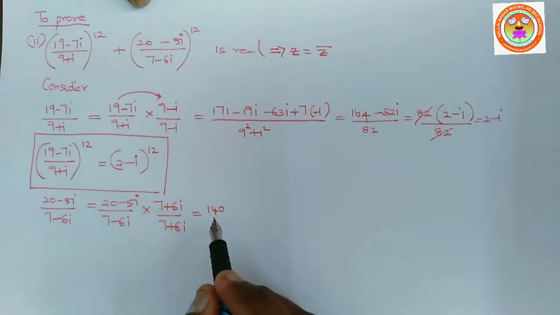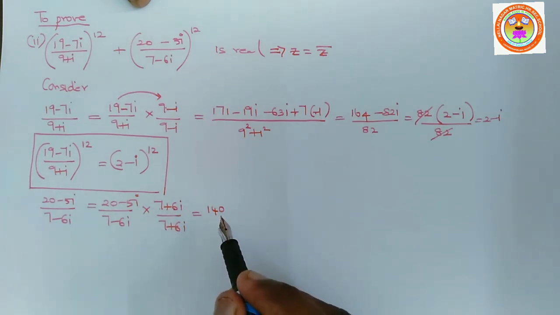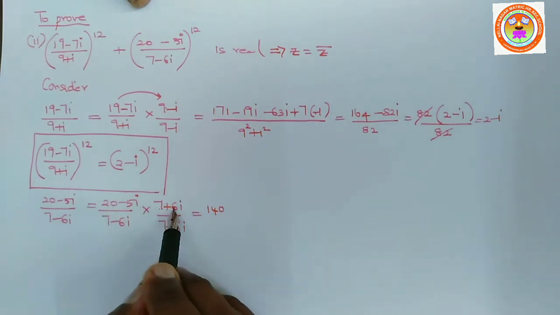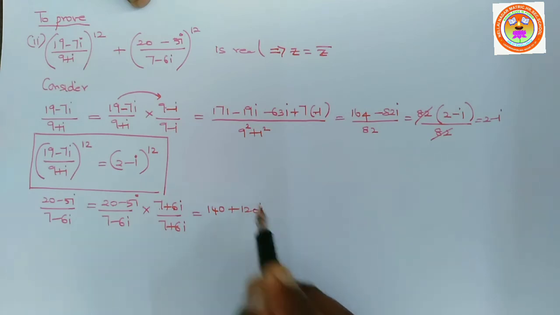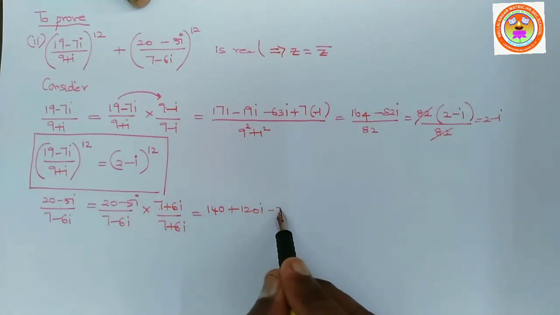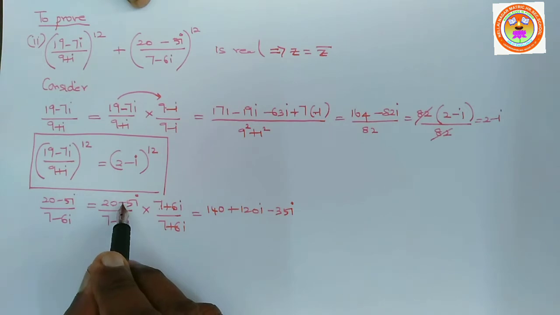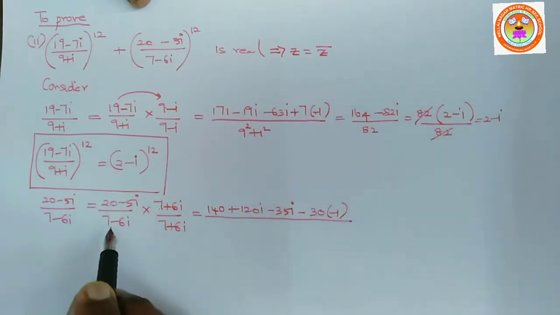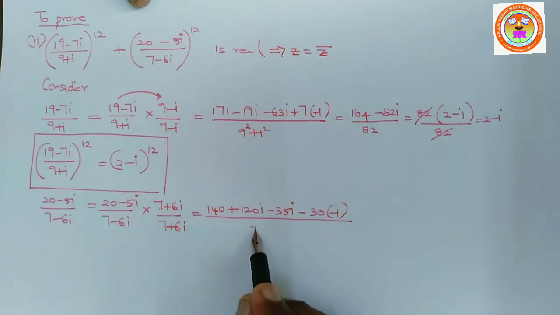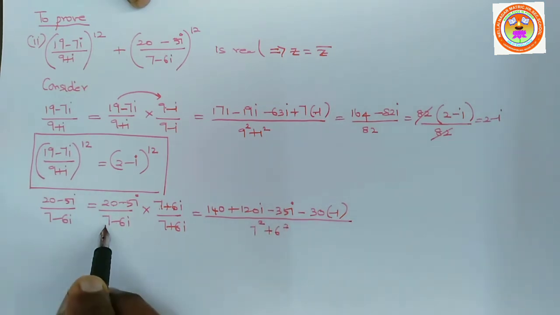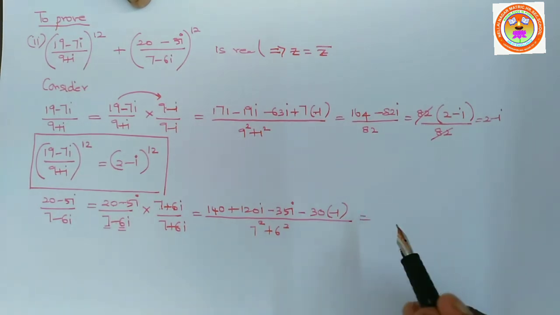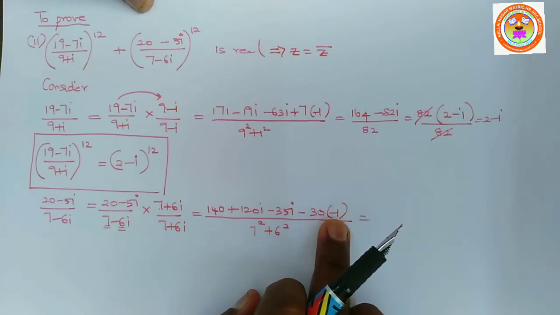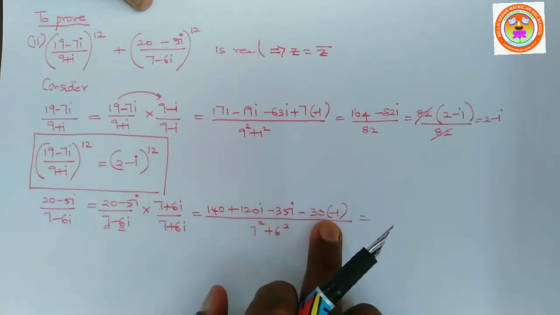20 into 6, 6 twos are 12, so 120. If you check it properly, 120i. 120 plus 120i. 5 sevens are 35, so it becomes minus 35i. Minus into plus is minus, 5 sixes are 30. i square value is minus 1. Divided by a minus ib times a plus ib, which is 7 square plus 6 square. a is 7, b is 6. So 140 minus into minus plus 30. So 140 plus 30, which gives us 170.